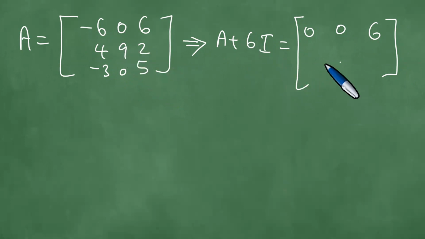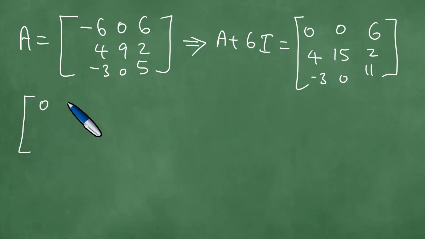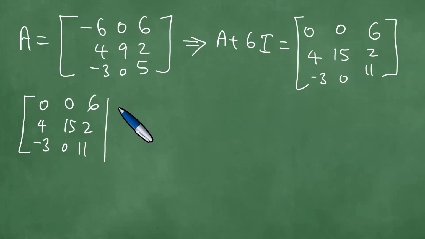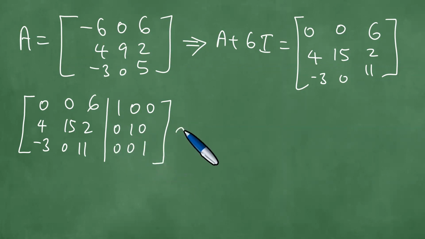So if you add a 6 here, it's going to become a 15, but the 4 is going to remain the same. And then you're going to have a 15, and then a 2, and then minus 3, 0. And then after you add a 6 to the 5, it's going to be an 11. So that is that. But now using the Gershgorin, so you have this, then you have 4, 15, 2, you have minus 3, 0, 11. And then you have 1, 0, 0, we have 0, 1, 0, 0, 0, 1. So what do we get here?